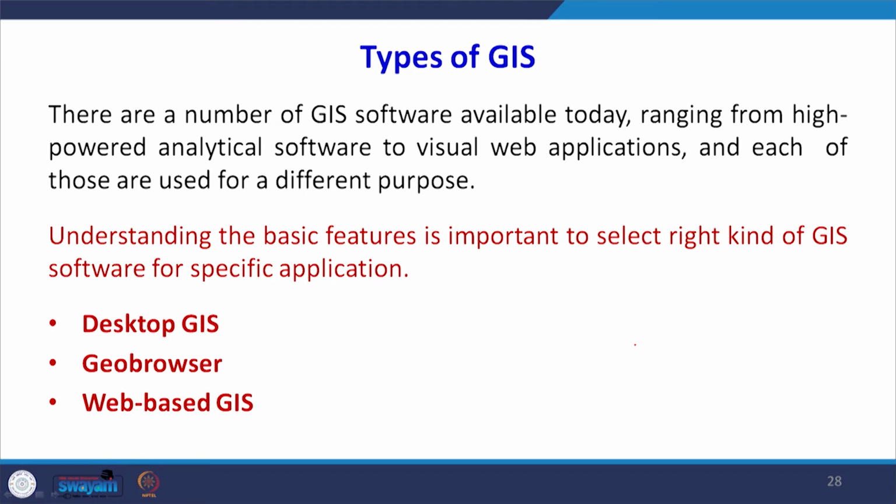So we have three main categories here. The desktop GIS is there, standalone kind. Then we have the geo browser type and web based GIS. So these are the three broad categories of the GIS systems which are available to us. So let us see them one by one.